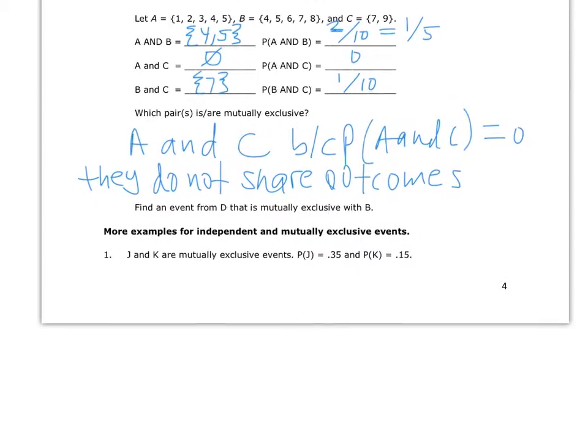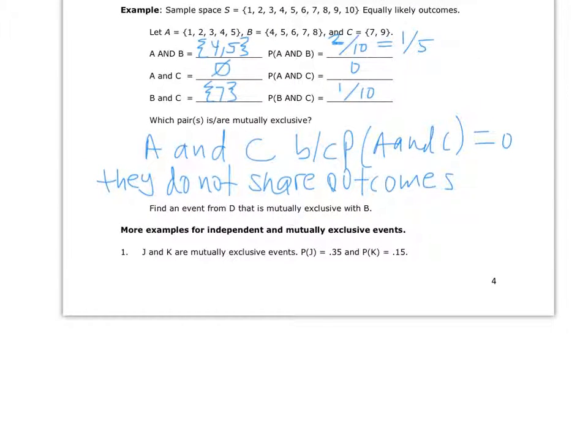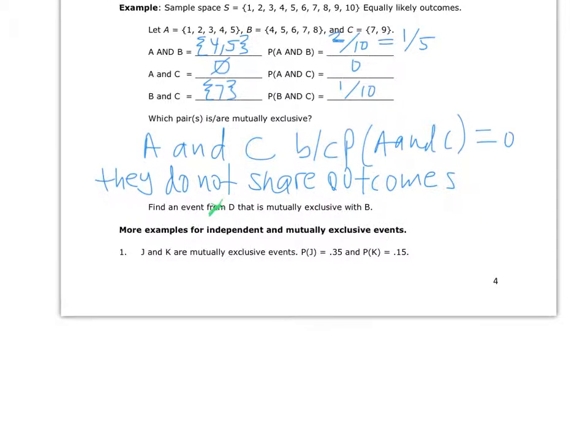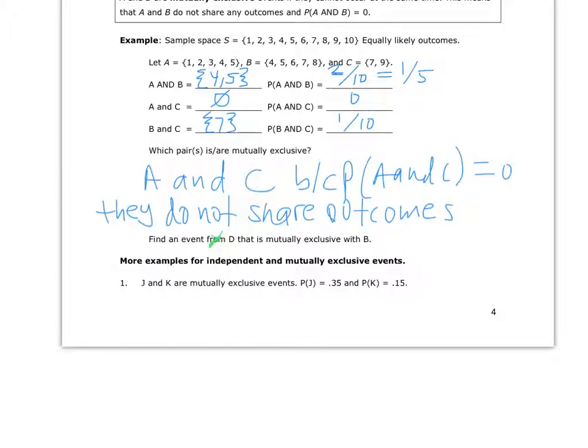One other question in that example almost gets lost there. Find an event, we'll call it D, that is mutually exclusive with B. There are probably many options that we could come up with. One possibility: we just want an event that includes outcomes that are not included in event B. So we could choose the event 1, 3, and that would be mutually exclusive with B.